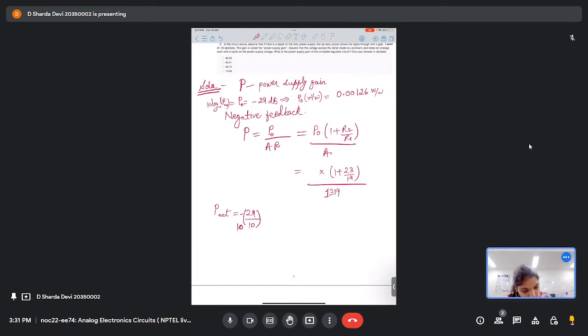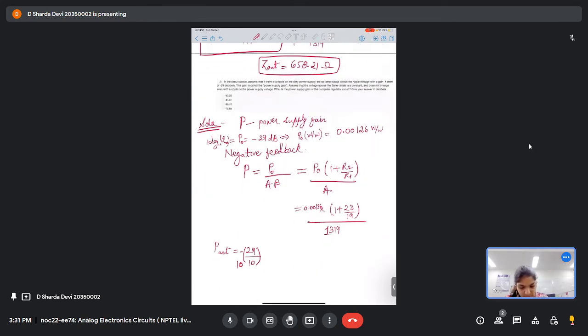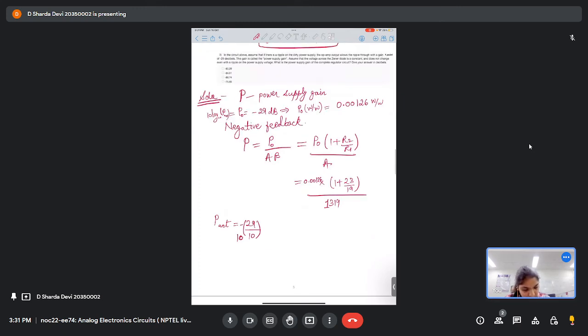Now when P naught is this much, we'll substitute the actual value. So 0.00126 into (1 plus 23 by 19) by 1319. It turns out to be 0.12311.